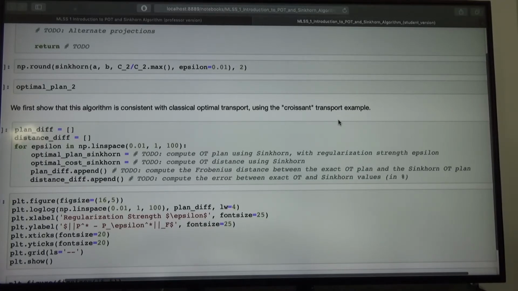Sinkhorn. Well, the function we just wrote. Yeah, that's computing the matrix exponential. Yeah, so the kernel matrix is term by term. It's not the exponential of the matrix, it's the matrix of the exponentials. But in Python, if you write np.exp of the matrix, it's doing it term by term.